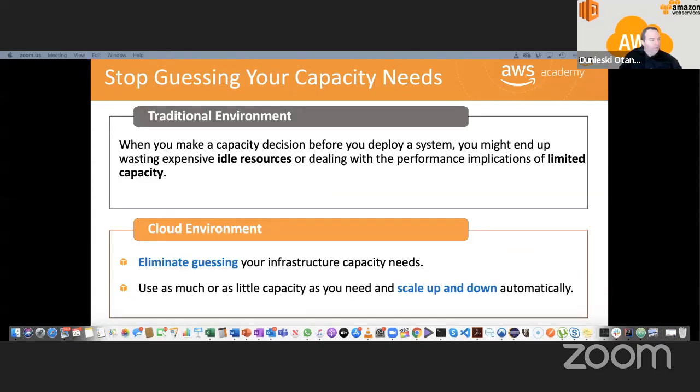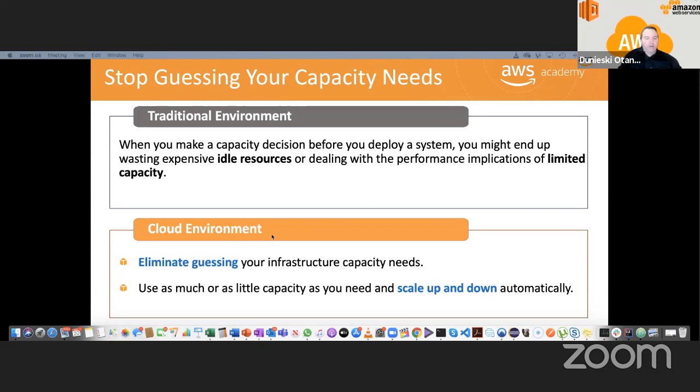So stop guessing your capacity needs. In a traditional environment, when you make a capacity decision before you deploy a system, you might end up wasting expensive idle resources or dealing with the performance implications of limited capacity. So you can go either way, either too many resources or too few resources. This is the bad thing about a traditional environment.